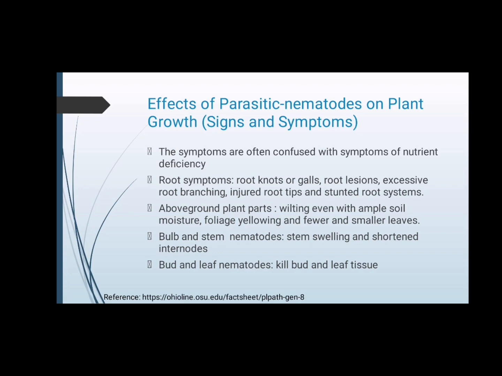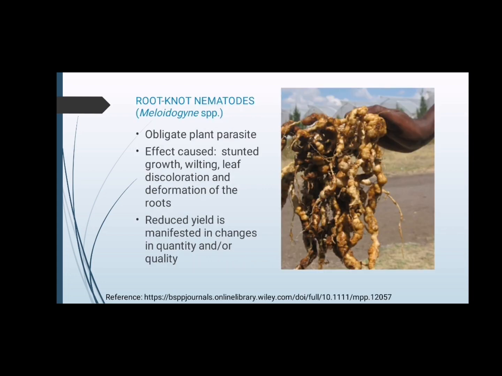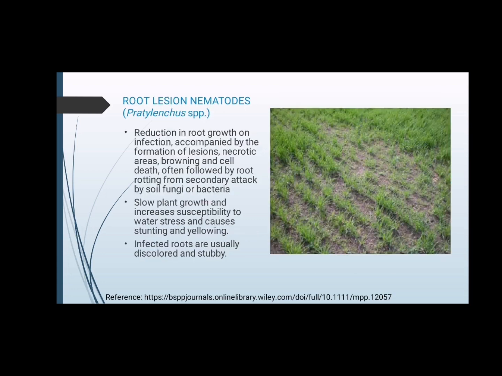Bulb and stem nematodes cause the stem to swell and shorten internodes, while bud and leaf nematodes will kill bud and leaf tissues. This is one of the examples of nematodes that affect plant growth by infecting the roots of the plant, causing formation of root knots or galls. And this directly affects the standard growth and causes wilting of the plant, at the same time reducing yield.